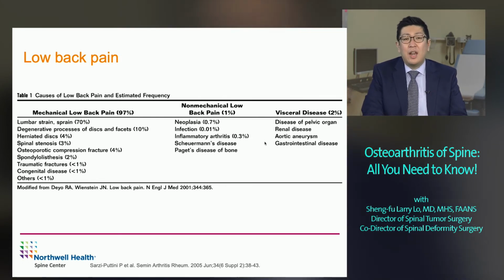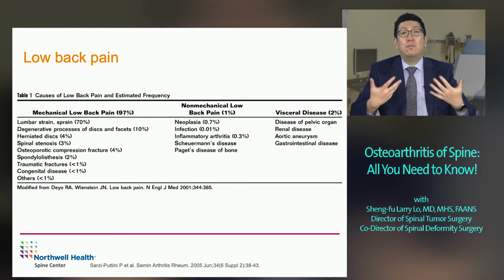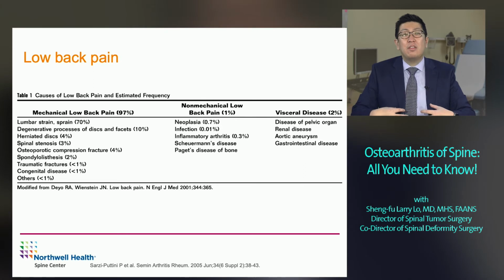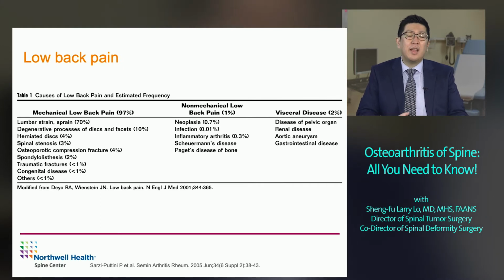And finally, you can have low back pain, but it's actually not related to your back at all. It can be a disease of your pelvic organs, such as your kidneys. That can actually be causing what we call referred pain, where it's your organs that are problematic, but it's causing low back pain. You can also have something called an aortic aneurysm, where you can have a dilation of a major blood vessel in your belly that causes low back pain.